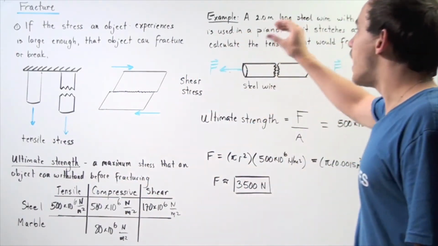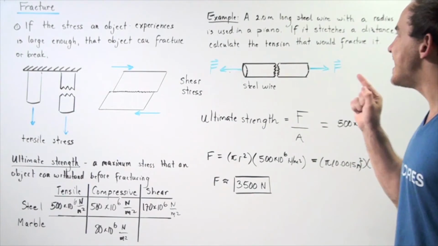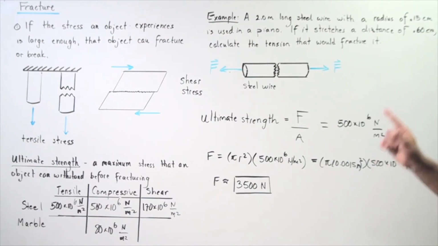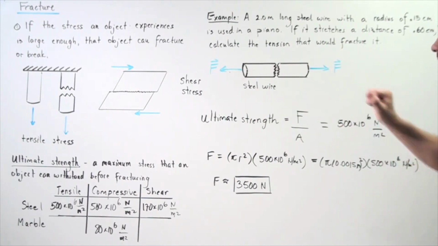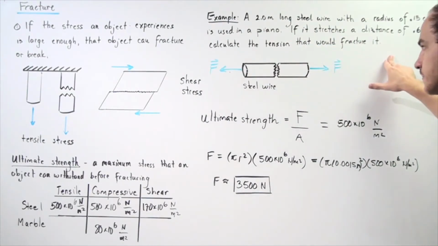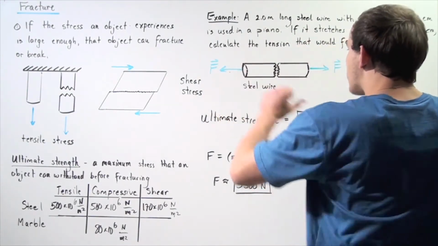So let's look at the following example. Let's suppose a 2-meter long steel wire with a radius of 0.15 centimeters is used in a piano. Now if it stretches a distance of 0.6 centimeters, we want to calculate the tension that would fracture our steel wire. So here we have our diagram.